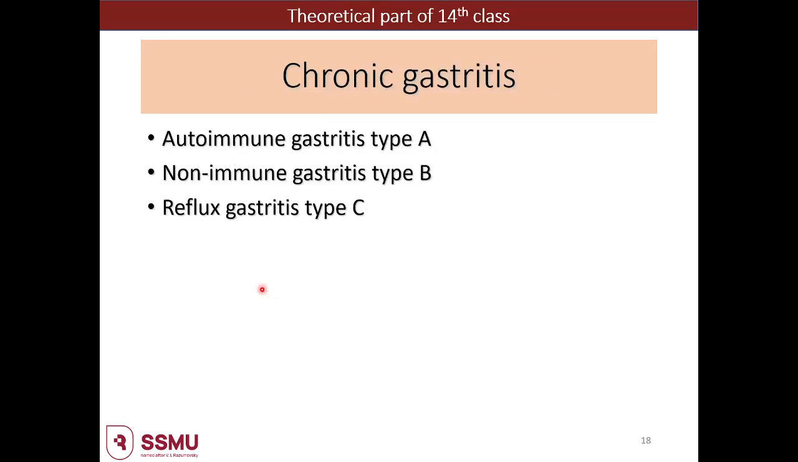Chronic gastritis. Chronic gastritis we divide into three groups: autoimmune gastritis type A, non-immune gastritis type B, and reflux gastritis type C. It's according to the etiology of the process.